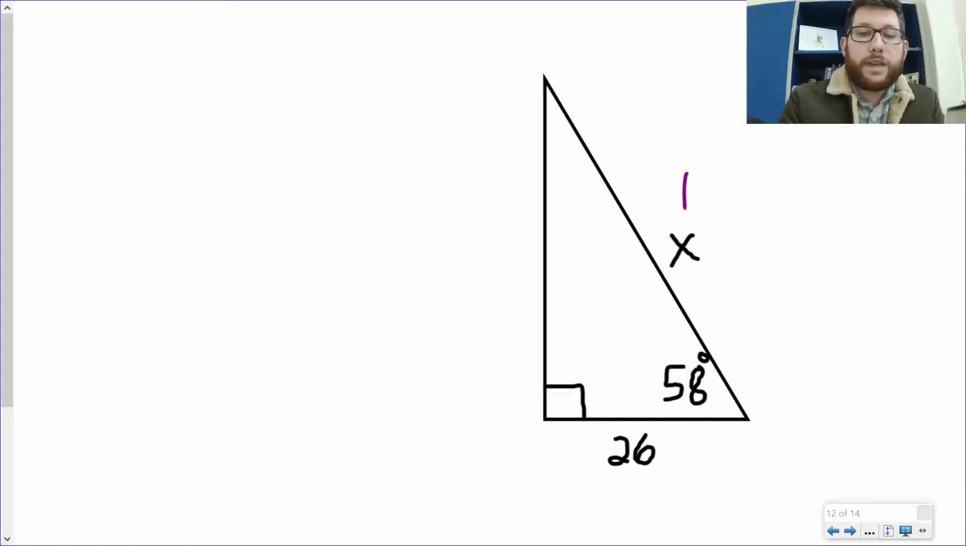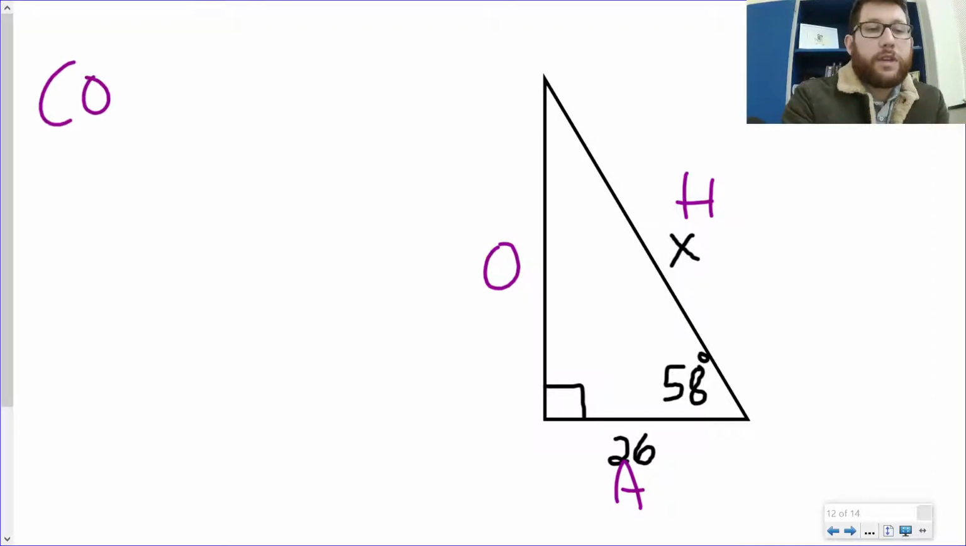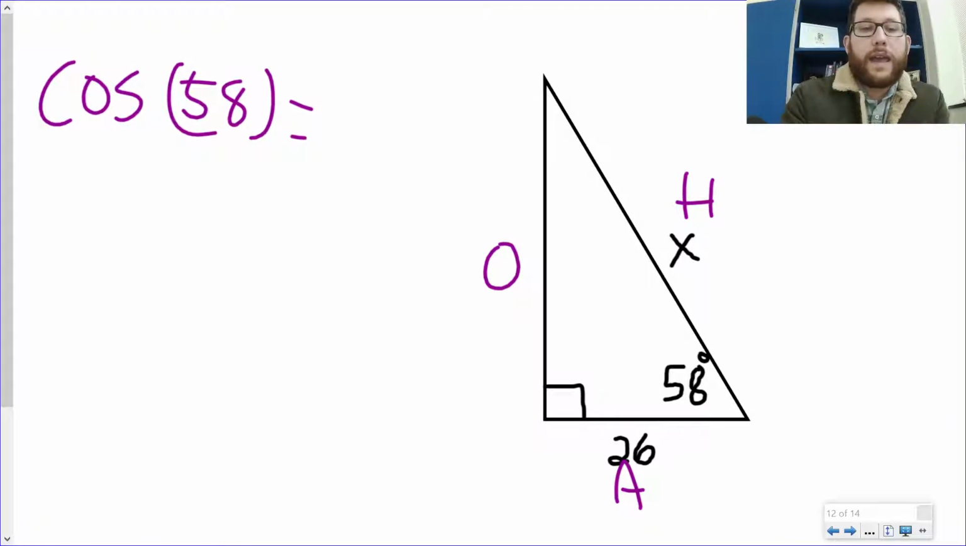So again, I'm going to label my sides. That's my H side. This one is my O side. This one is my A side. I have A and H. That means this is going to be cosine. So I do cosine of 58 is equal to my A side, 26, over my H side, x.